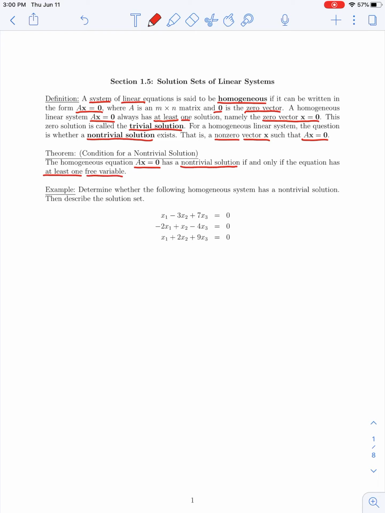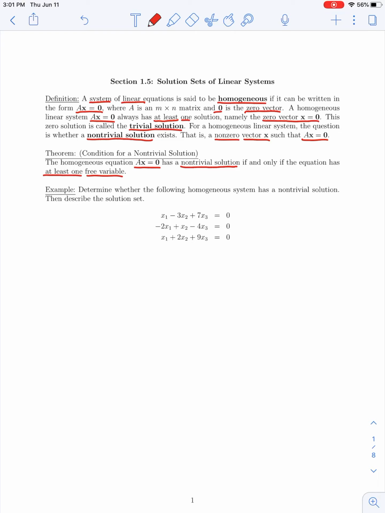As we've seen from our earlier work, if we express a linear system or a matrix equation in terms of an augmented matrix, we'll have a free variable if within that augmented matrix we have at least one row of all zeros. So that will be our condition for testing whether a homogeneous system has a non-trivial solution. Let's look at some examples of this.